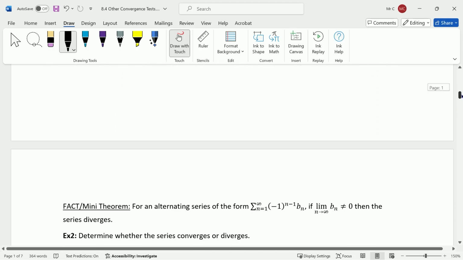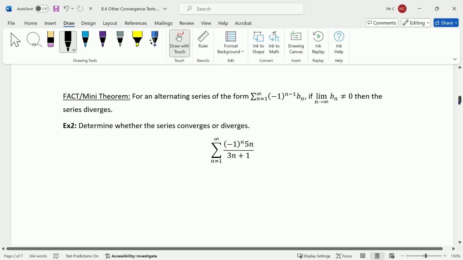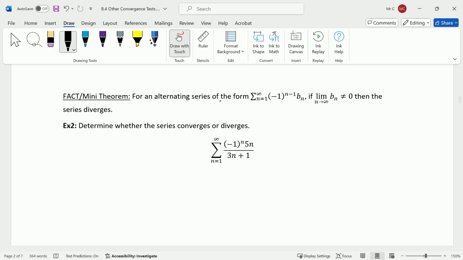Okay, so let's take a look at another example. But we're going to just throw in a little miniature fact, a mini theorem here. For an alternating series of this form, if the limit as n goes to infinity of b sub n is not 0, then the series diverges. So this is essentially just an extension of the test for divergence to be more specific about alternating series. So for alternating series, I don't have to check the limit of the whole expression inside. I can just check the limit of b sub n, and if it's not 0, then the series will diverge.